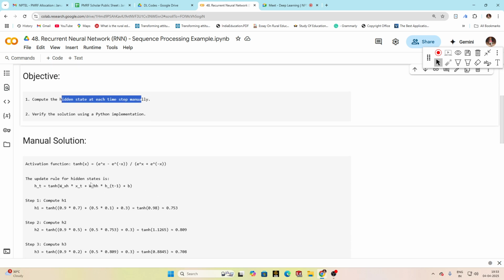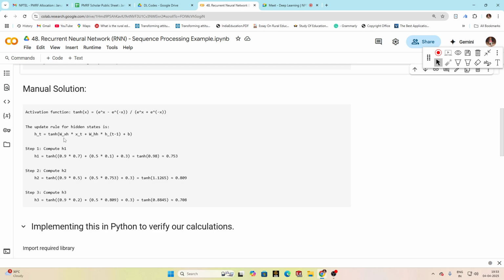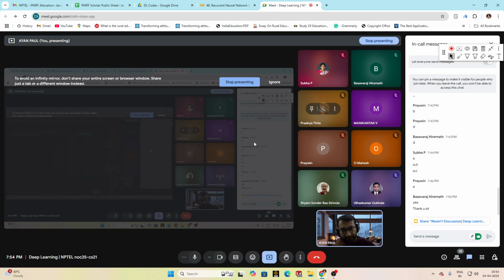How can we find it? We can find it by this formula: h1 will be equal to the weight from input to hidden into the input, plus the weight of hidden to hidden into the previous hidden state, plus the bias, and the activation function applied to whatever is in the bracket. The activation function has been given, we have to apply this tanh function. So just calculate h1, h2 and h3. Is this thing clear to all of you? Okay, nice.